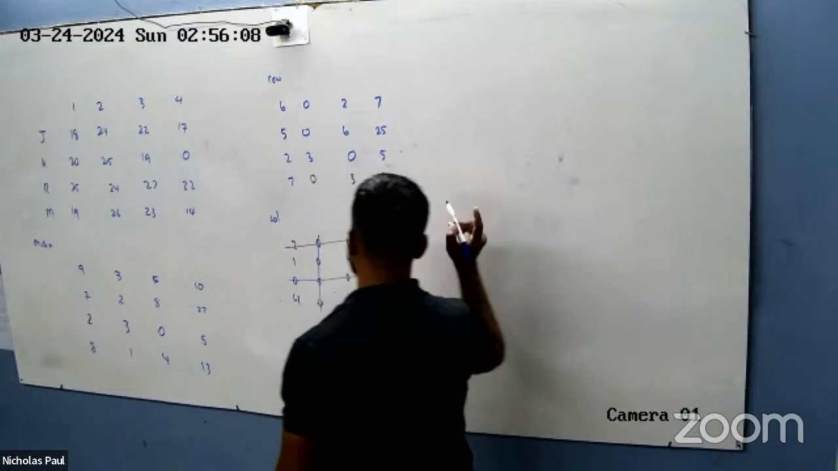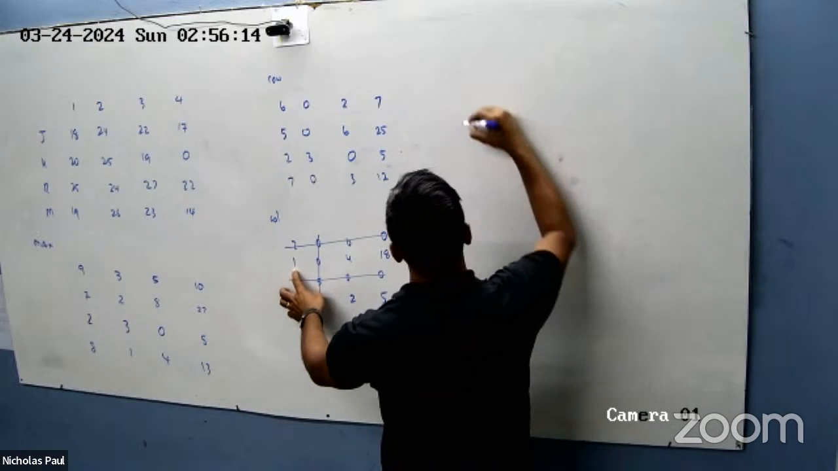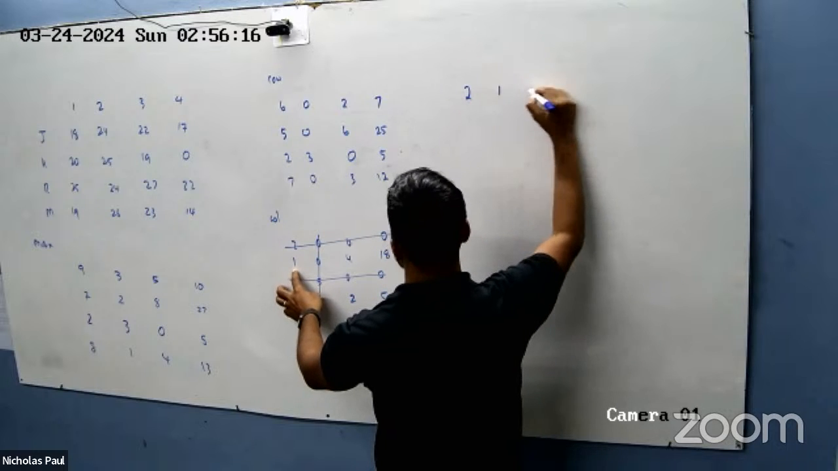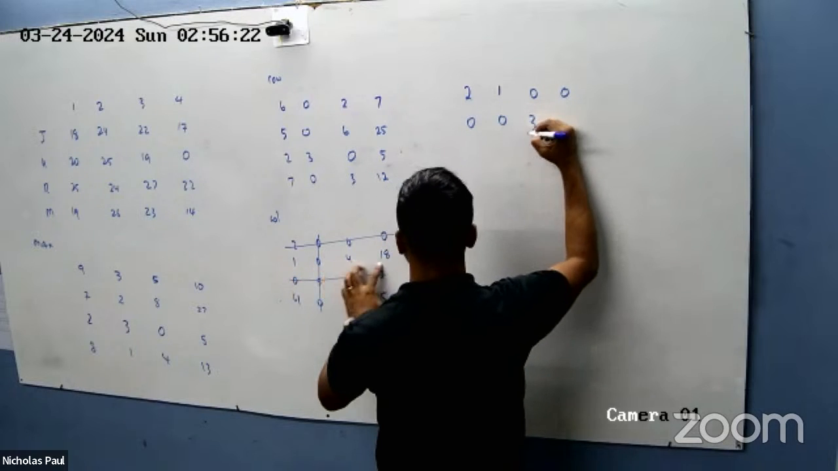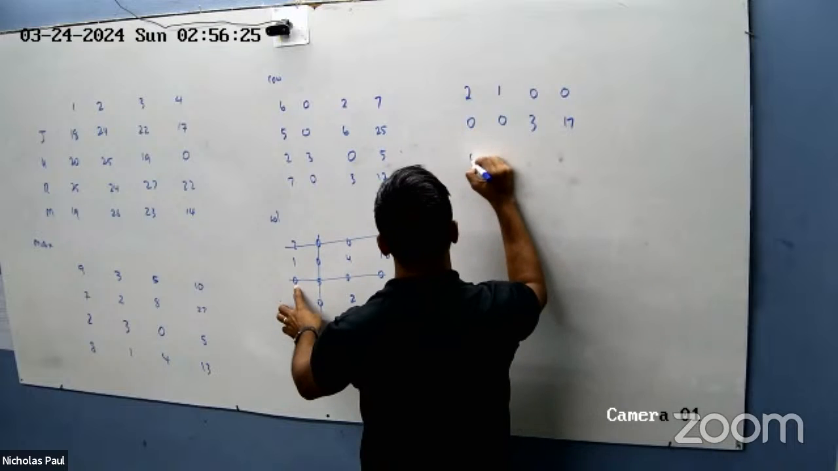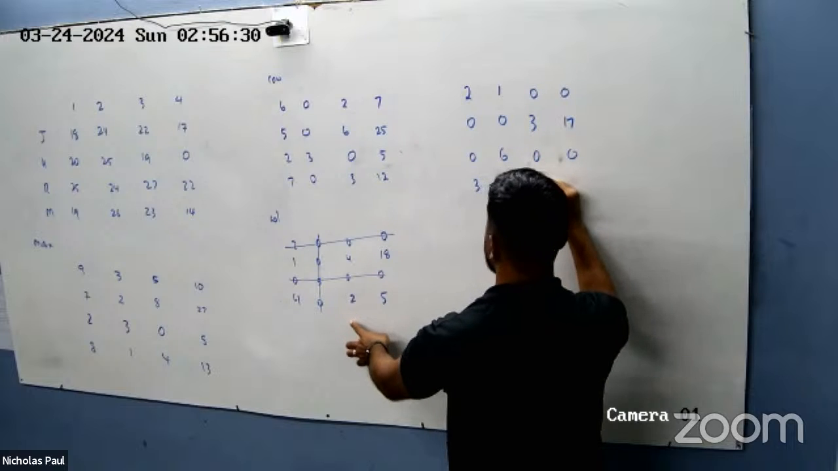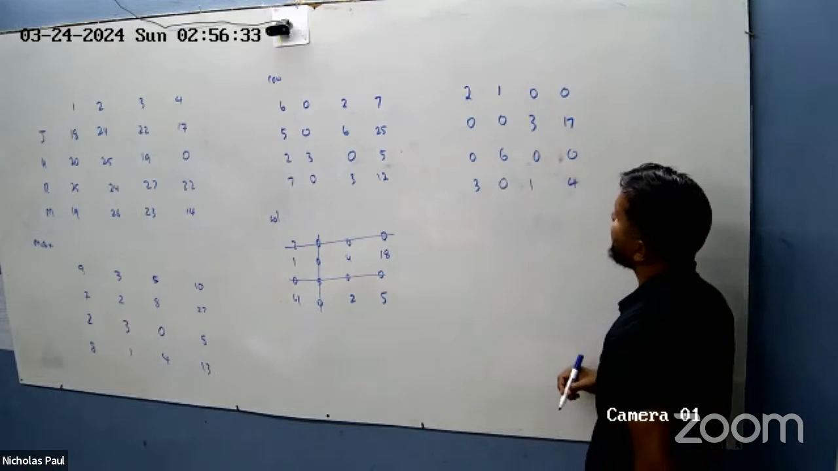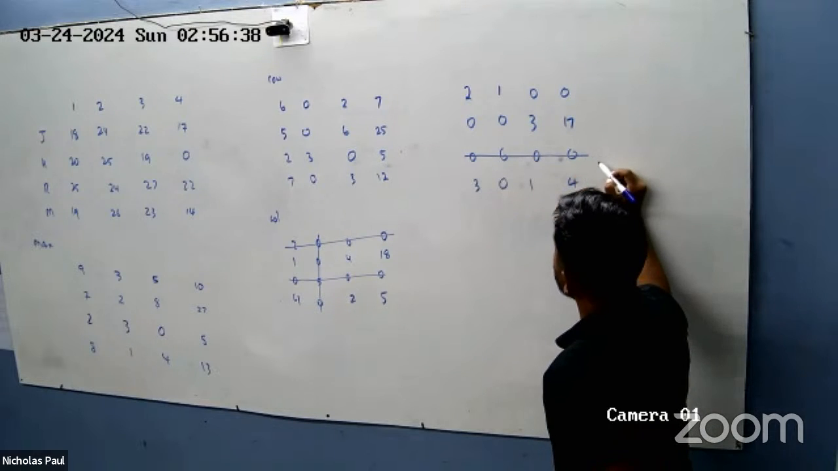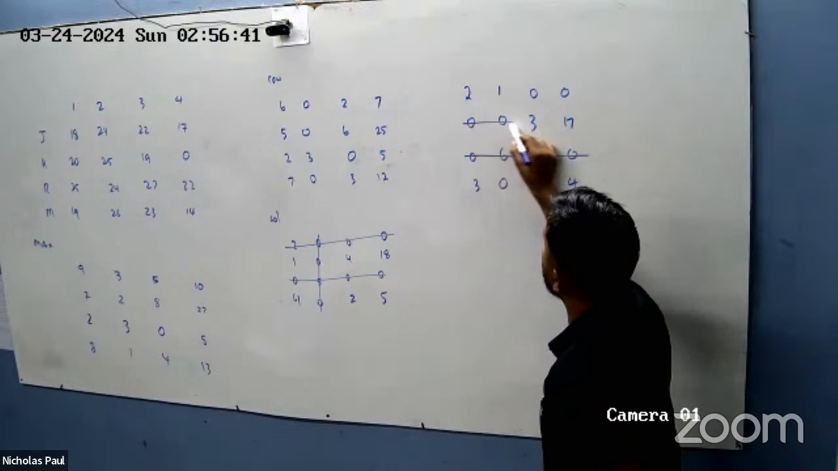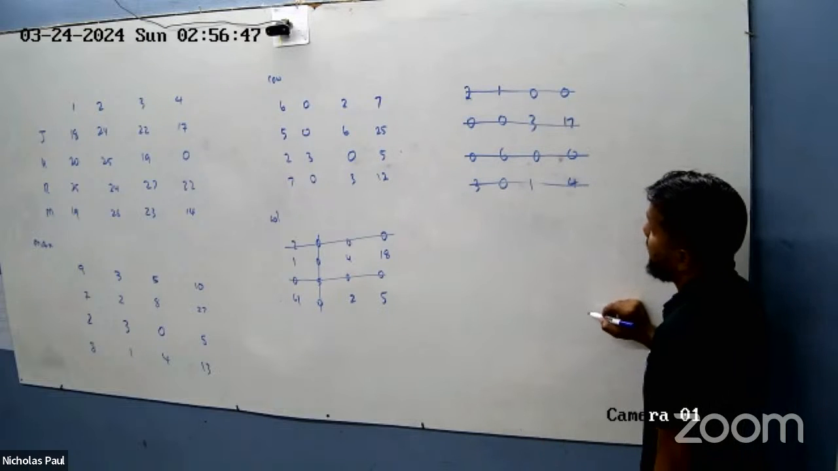We have to write it out now. Right? Go one more time. So this will be 0, this will be 1, this will still be zeros here. This will be 0, this will be 0, this will be 3, this will be 17. This will be 0, this will be 6, 0, 0. This will be 3, 0, 1, 4. Right, let's check it again now. We have 3 zeros here, 2 here, 2 here, 1 here. Right, that's what we got.